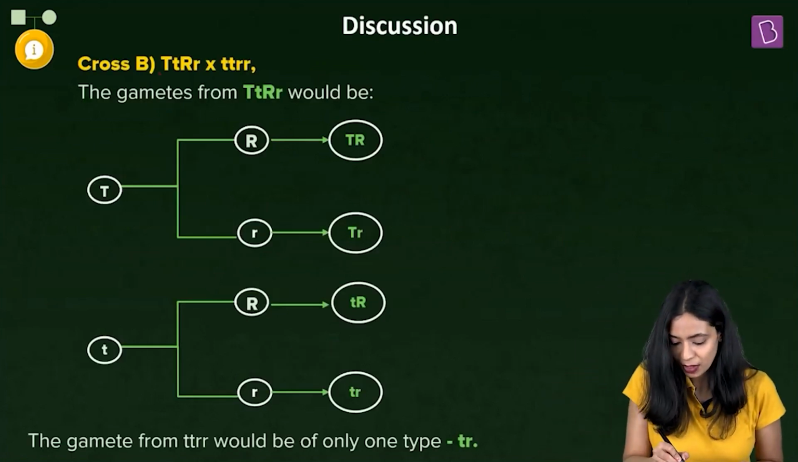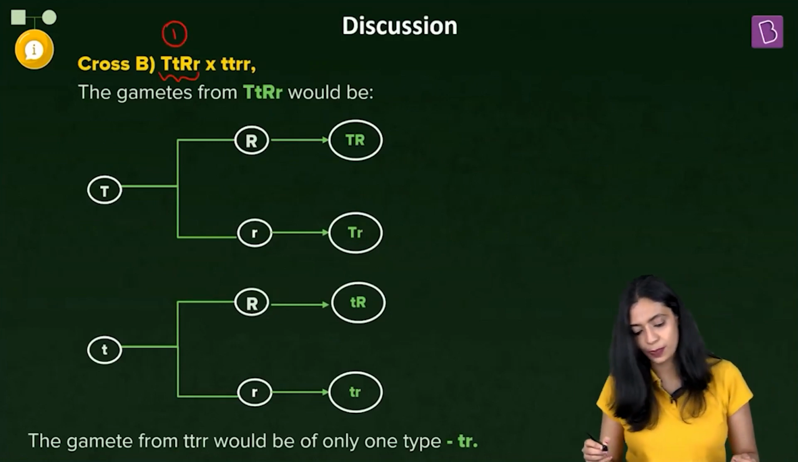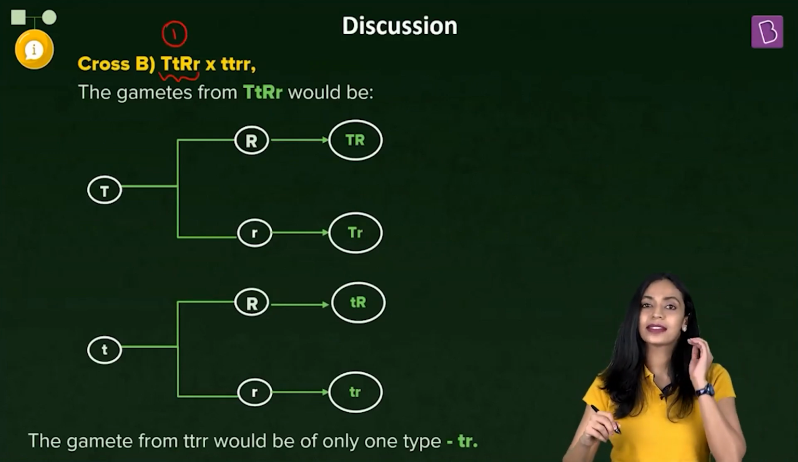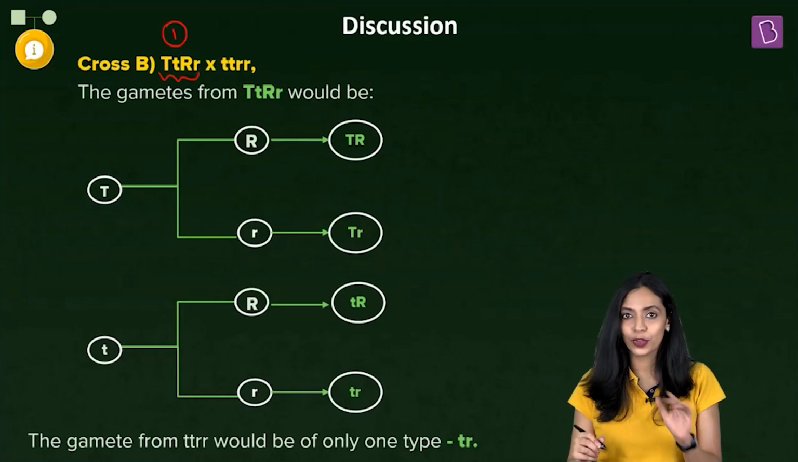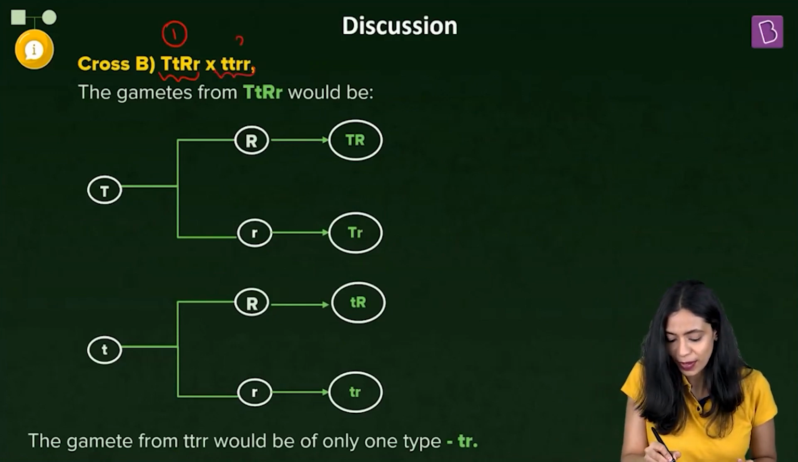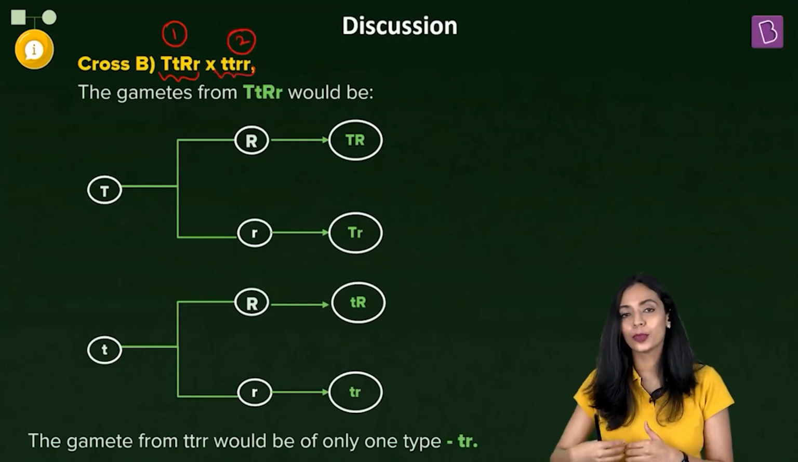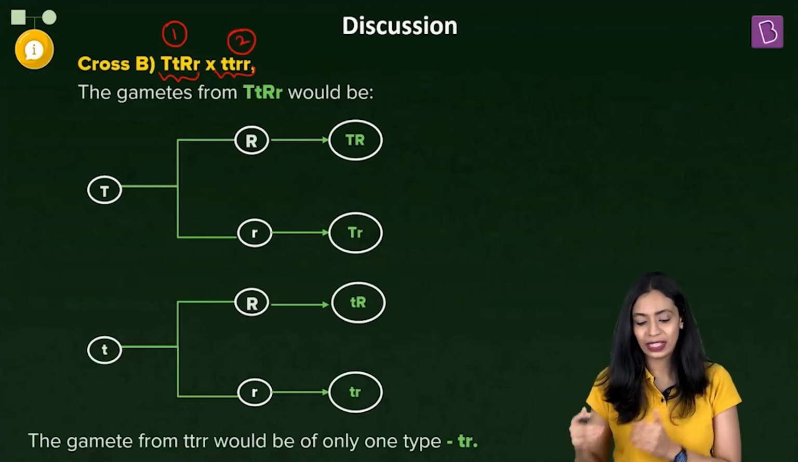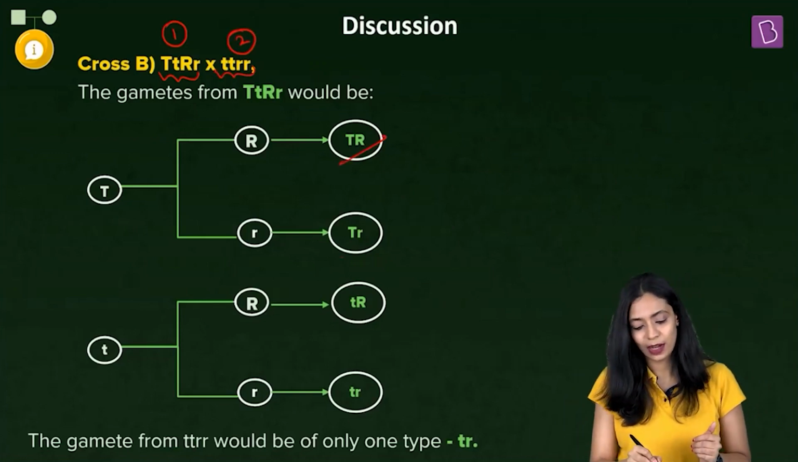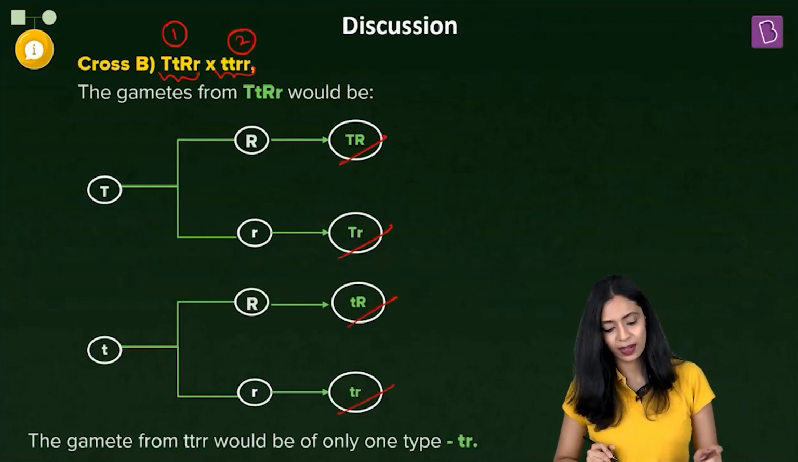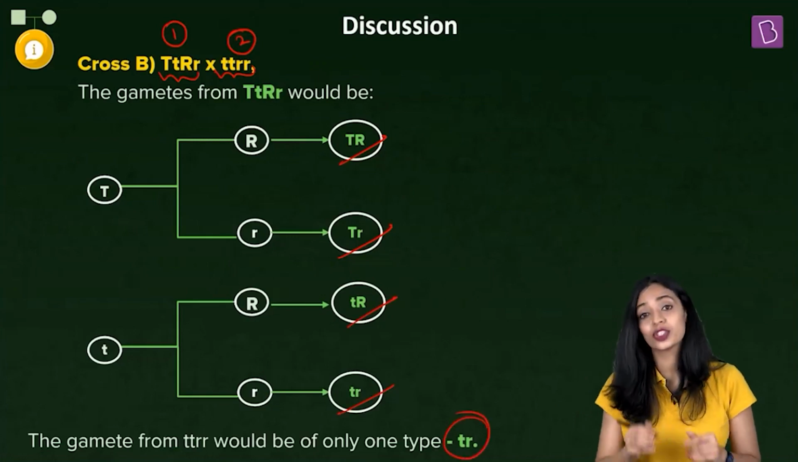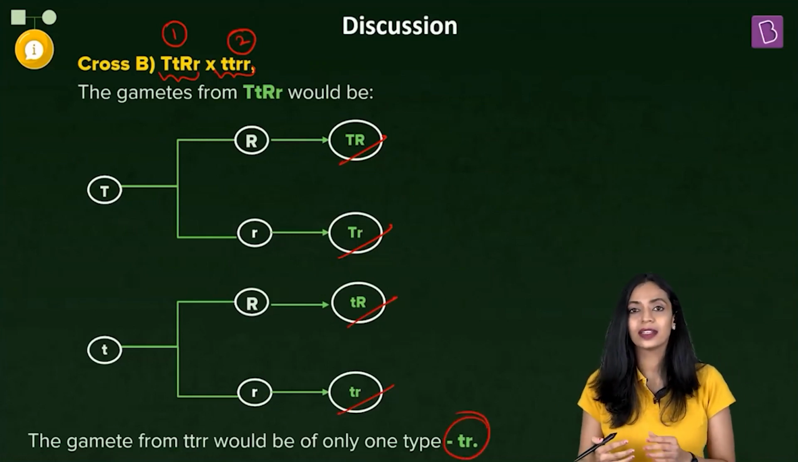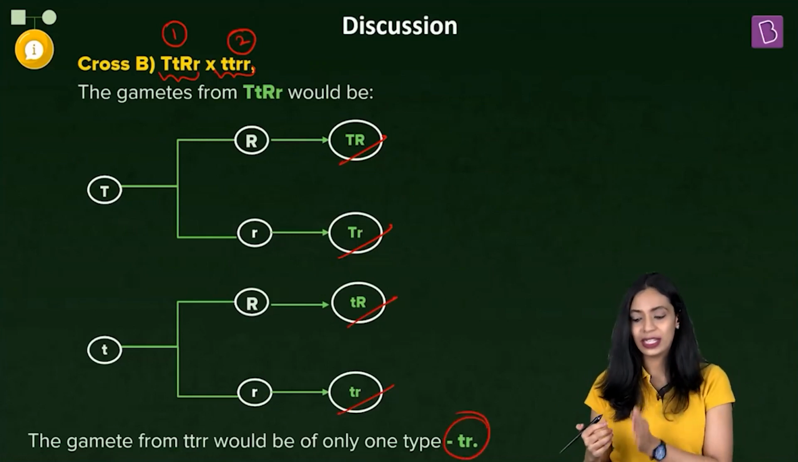In cross B, one of the parents, I'll call this the first parent, is heterozygous dominant for both the characters, while the other parent is homozygous recessive for both the characters. Now, the first parent will produce 4 different types of gametes, which are capital T, capital R; capital T, small r; small t, capital R; and small t, small r, while the second parent will produce just one type of gamete, which contains the alleles small t, small r.